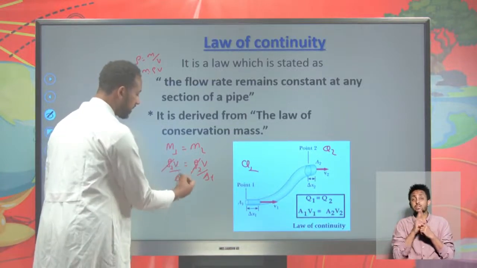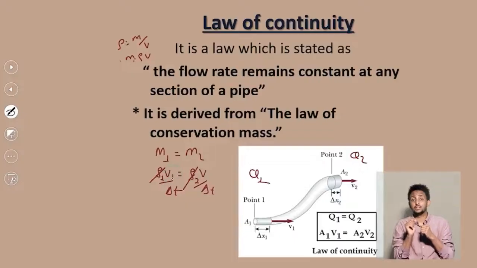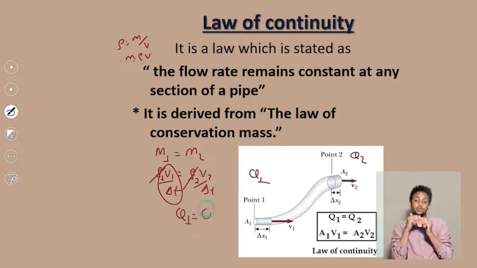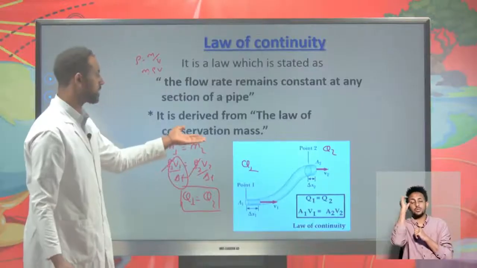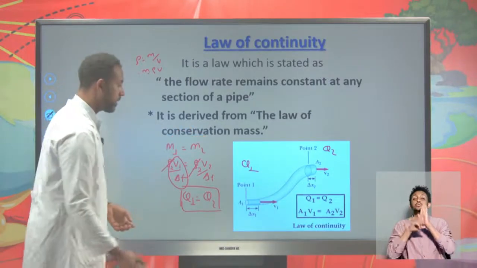So the volume per unit time at section 1 should be equal to the volume per unit time at section 2. And volume per unit time is known as flow rate. Previously I have mentioned that it is flow rate. So flow rate at section 1 should be equal to flow rate at section 2. This is a concept and it is derived from the law of conservation of mass.